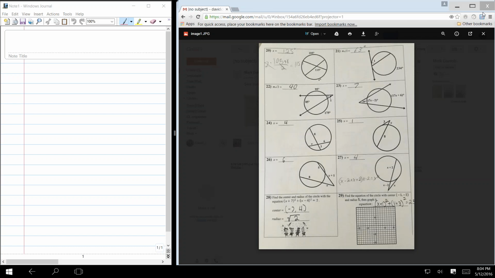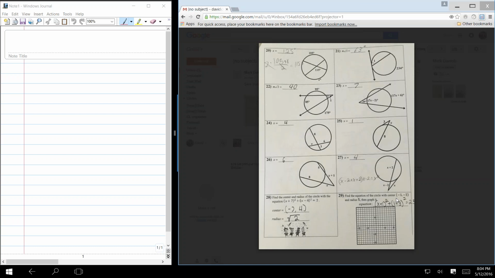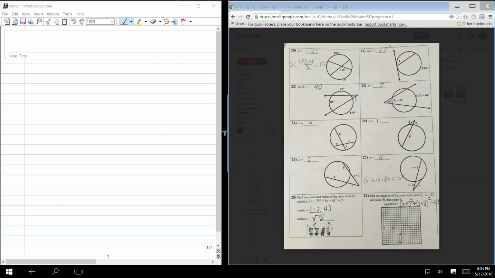Let me record it, minimize my control panel so we can see. He's written some numbers and answers on here, some of which are correct, some of which aren't. Try to ignore his stuff and just look at the drawing. Okay, so problem 20.